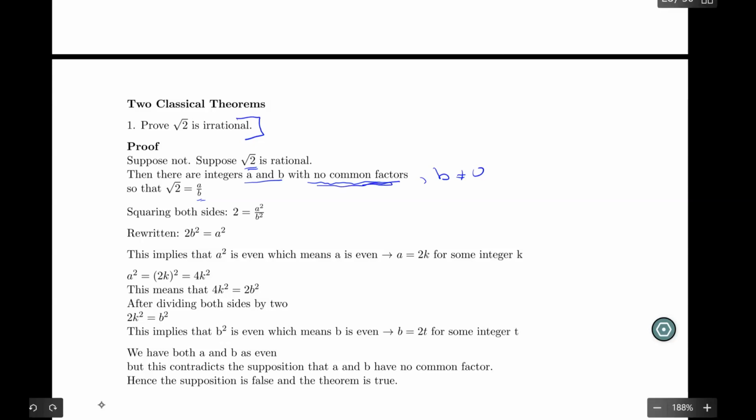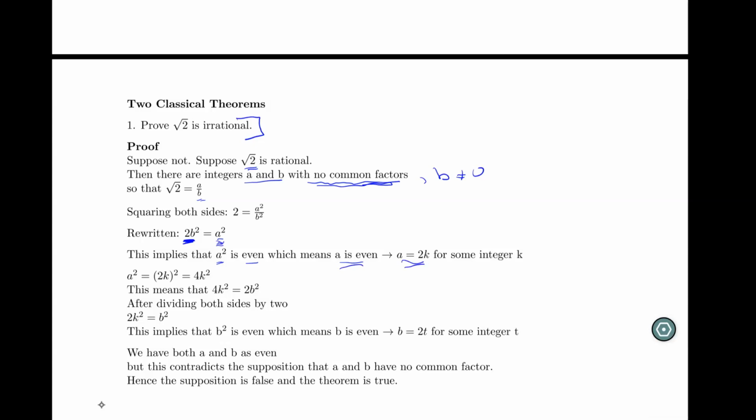So if I square both sides, I get 2 is equal to a squared over b squared. So this can be written as 2b squared is a squared. Okay, let's think about this. So here I have a squared equal to 2b squared. So doesn't that mean that a squared is even? So if a squared is even, that means a is even. And so a's got to equal 2k for k some integer.